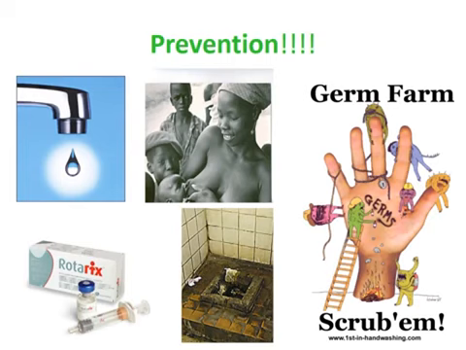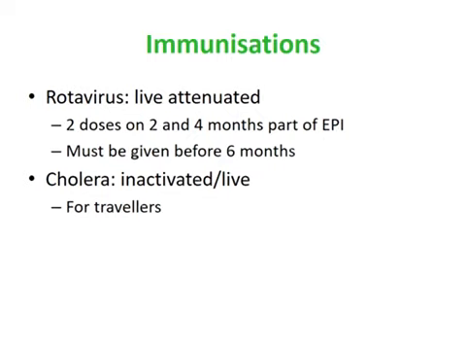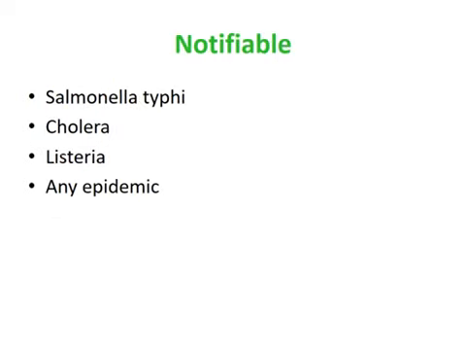How do we prevent diarrhea? Access to good, clean, safe water, breastfeeding, having clean toilets, getting the necessary immunizations, and hand washing. Please make sure that you wash your hands properly so that you decrease your risk of getting acute diarrhea. Of the immunizations that we have, rotavirus is part of the immunization schedule. It must be given before 6 months, and there are 2 doses that are given. If you are traveling to an area where there's cholera, there are vaccines for cholera as well.